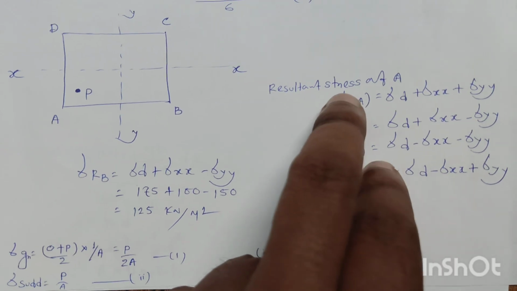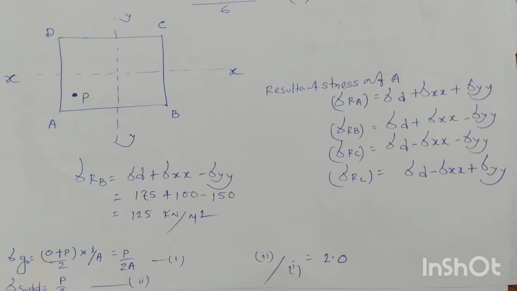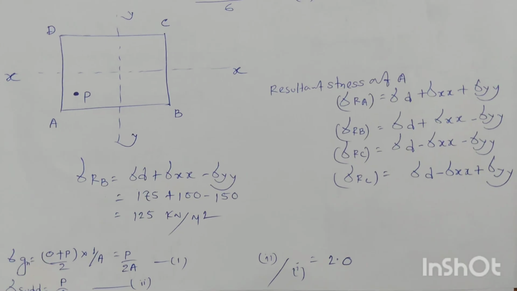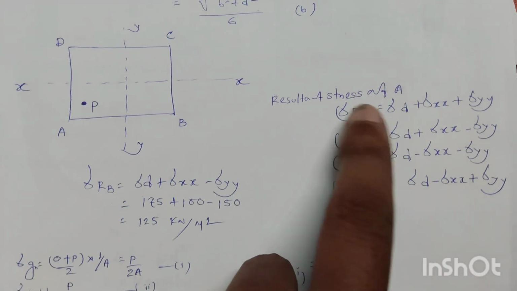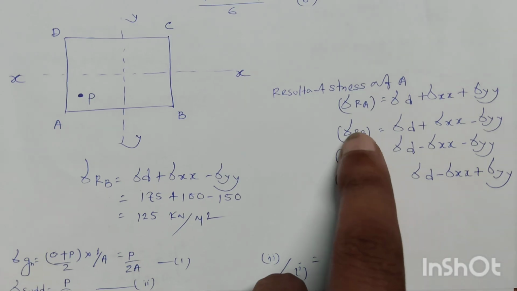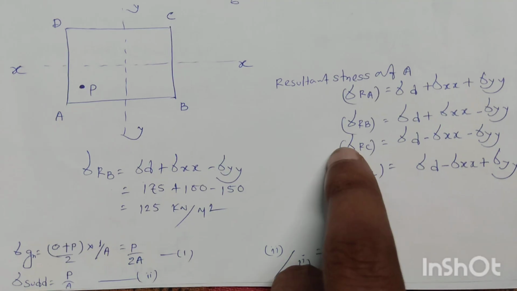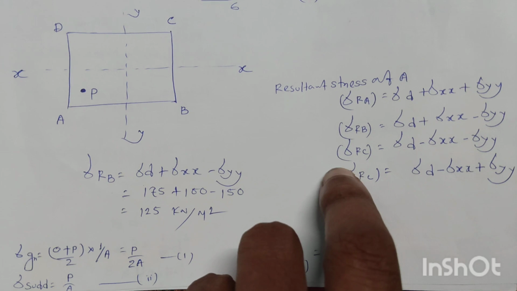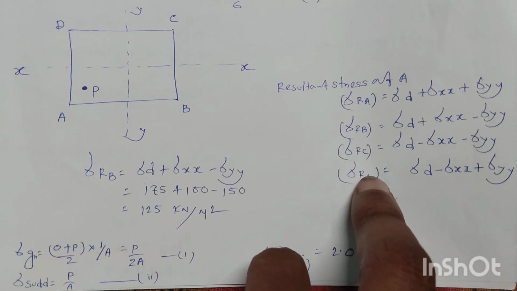So given here, resultant stress at A is equal to sigma d plus sigma xx plus sigma yy. Sigma d is the direct compressive stress, sigma xx is the bending stress about the x-axis, and sigma yy is the bending stress about the y-axis. So resultant stress at A will be equal to sigma d plus sigma xx plus sigma yy, and resultant stress at B will be equal to sigma d plus sigma xx minus sigma yy, and resultant stress at C will be sigma d minus sigma xx minus sigma yy, and resultant stress at D will be equal to sigma d minus sigma xx plus sigma yy.